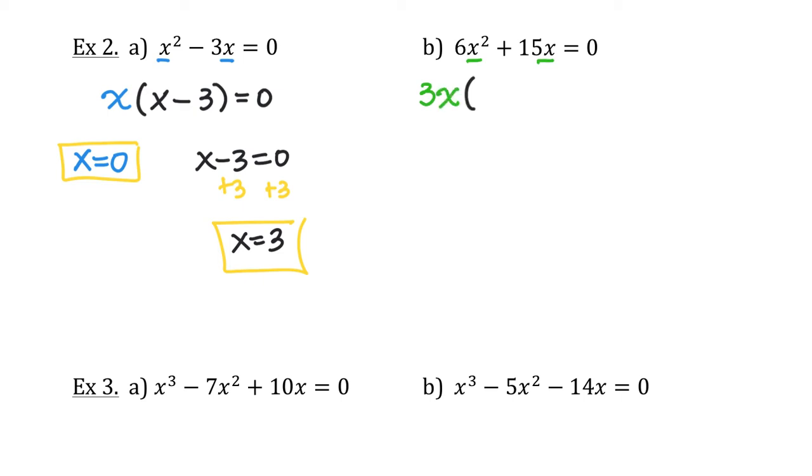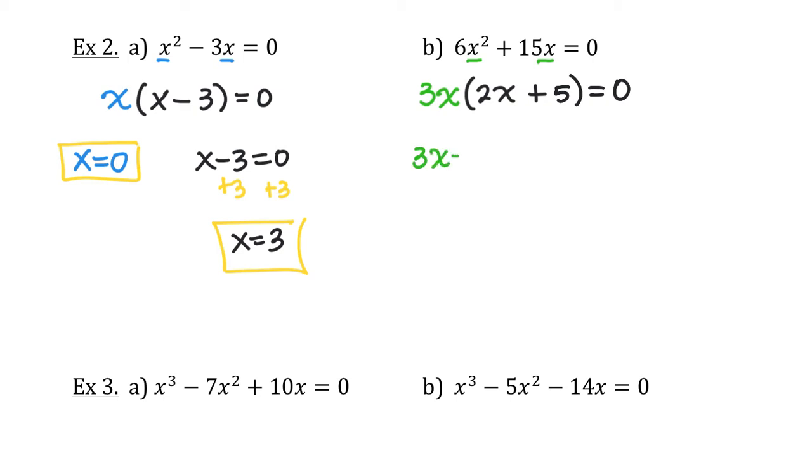Okay, now if I take out 3x, 3 times 2 is 6. X times x is x to the second. 3 times 5 is 15. And then 3x, 5x, they have enough x's. Okay, this looks good. It's in factored form. I'm going to go ahead and solve it.